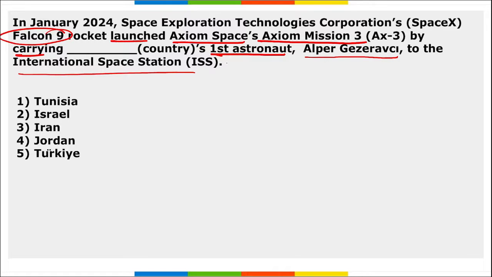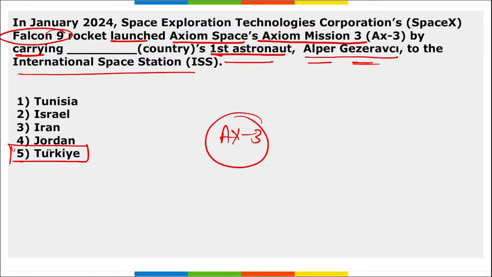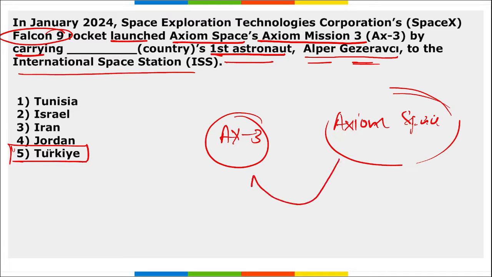The question asked here is: this first astronaut, Alper Gezeravcı, was of which country? Which country's first astronaut? It was of Turkey. Another way the question can be asked: Turkey's first astronaut Alper was sent to the International Space Station using which rocket? It was the Falcon 9 rocket. Then the question can be asked: in which mission was he sent to space? He was sent to the International Space Station on Axiom Space's Axiom Mission 3. Axiom Space is the name of the company and their mission is Axiom Mission 3.